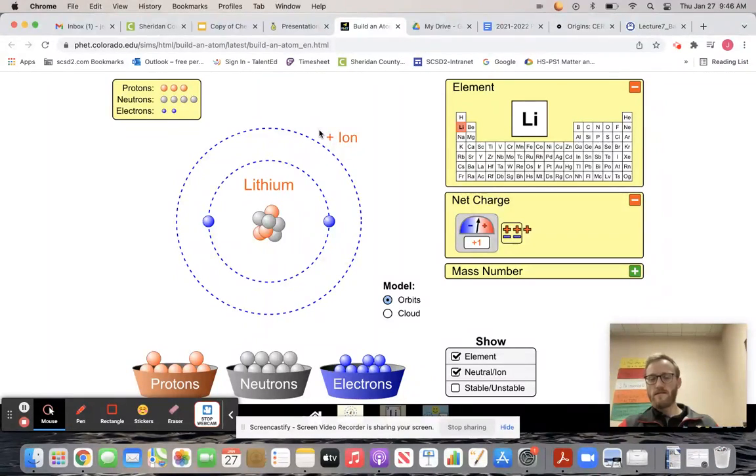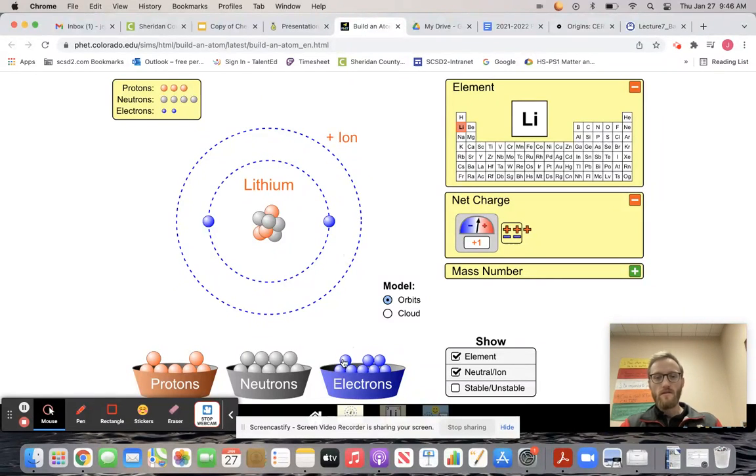So let's think about this. What this is showing us is we have 3 positive protons, we see that up here, and we only have 2 negative electrons. So we have one more proton than we do electrons. That's what gives us a positive charge. And all that means, when we see the word ion, is that that atom now overall has a net charge. It's either positive or negative.